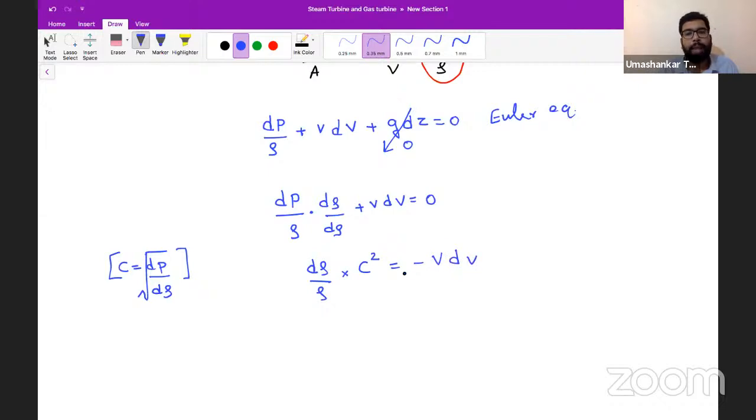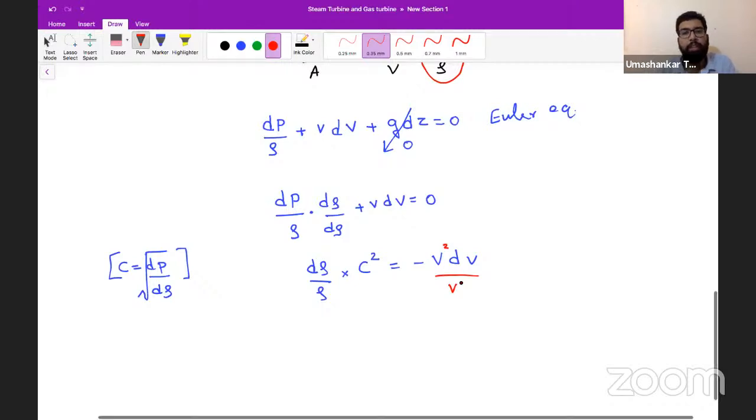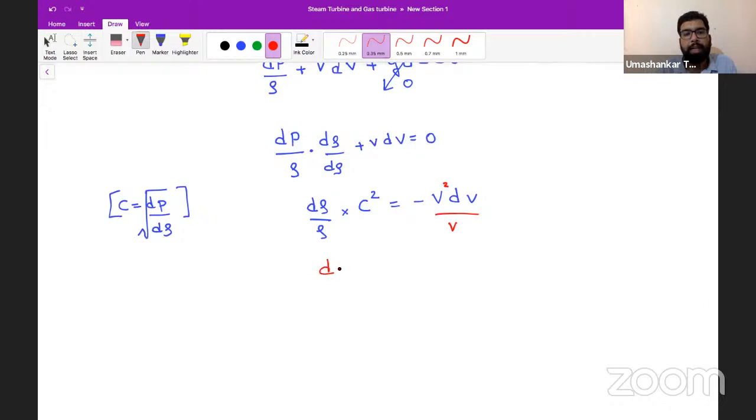If I make some more changes, let me multiply a velocity in the numerator and a velocity in the denominator. So it will be like v squared dv by v, and we can write d rho by rho is equal to minus M squared dv upon v. Is this right or not?